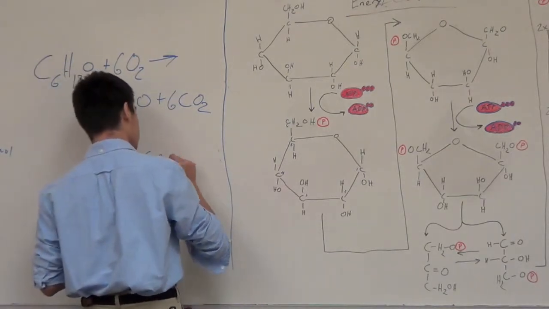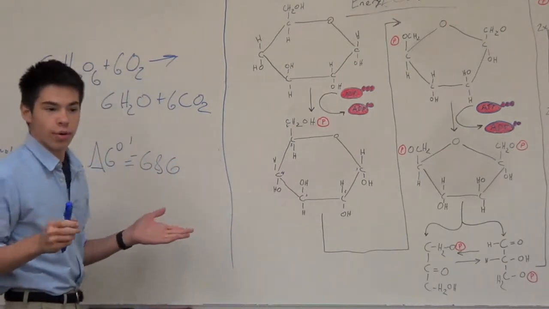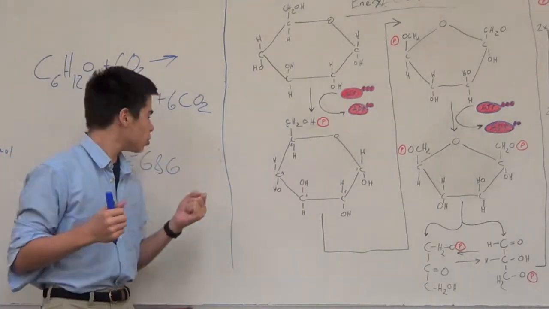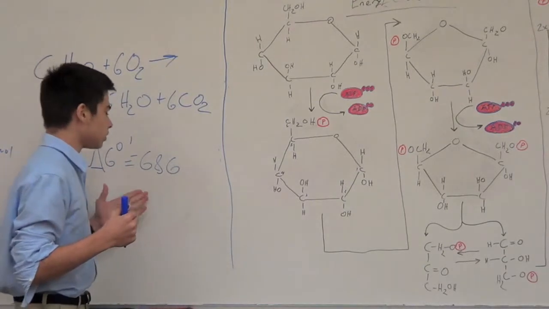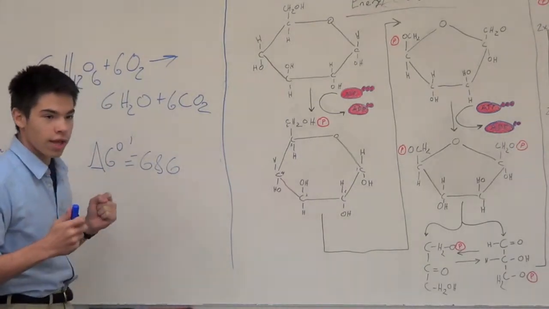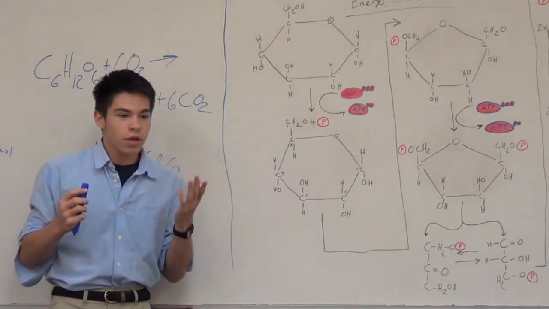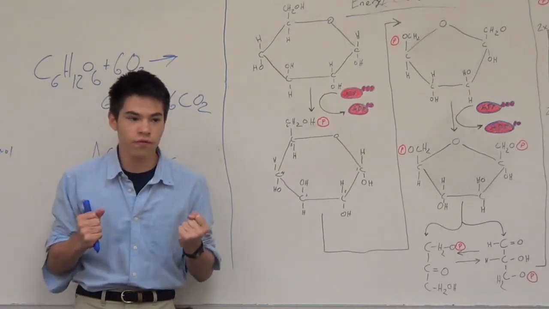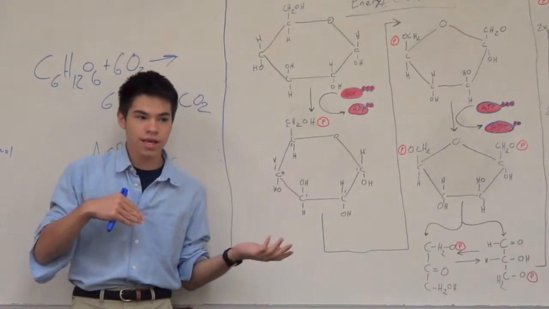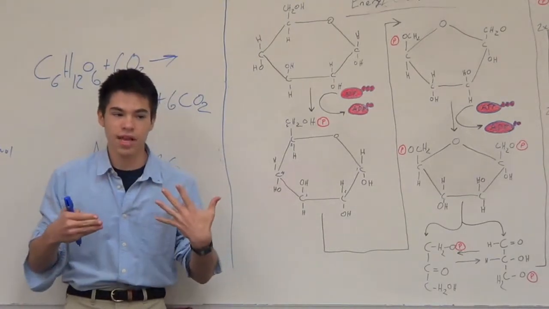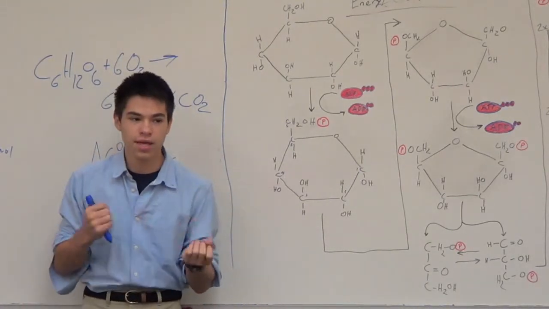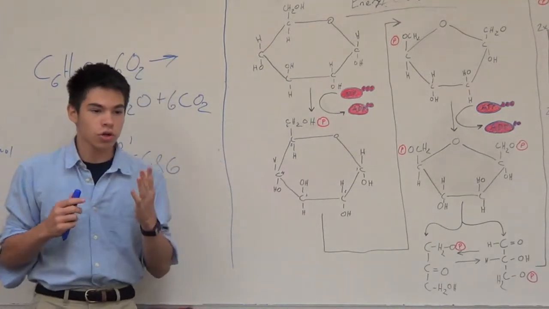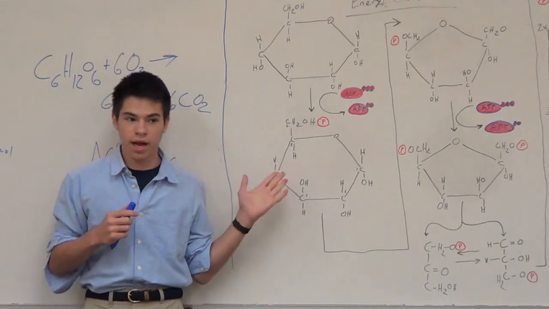negative 686. So if you saw my video on free energy, you should know that this is a lot of energy. Okay? So now in order to harness all of this free energy in a usable form, glucose is oxidized within cells in a series of steps coupled to synthesize ATP. But we must start somewhere. So this first step is known as glycolysis.